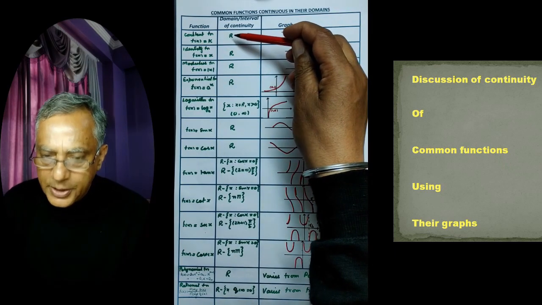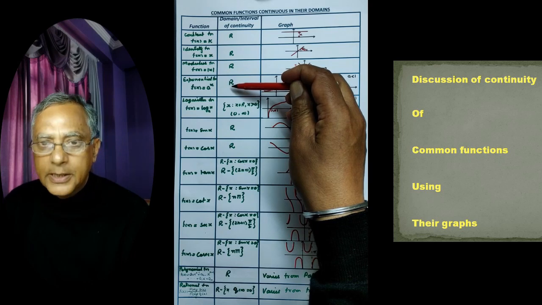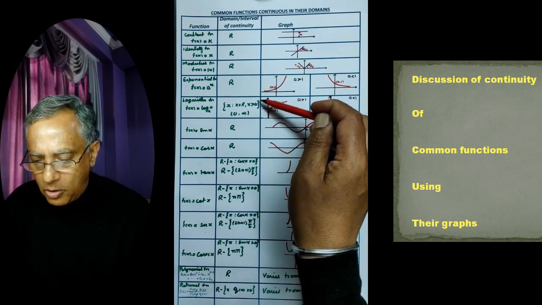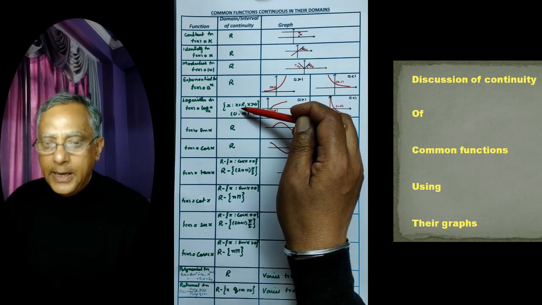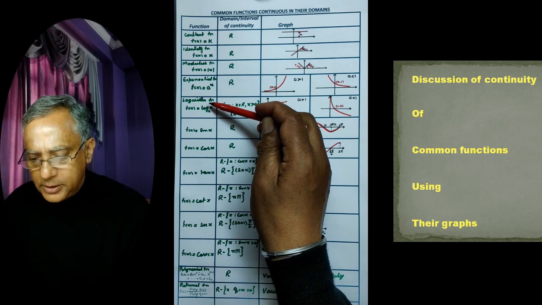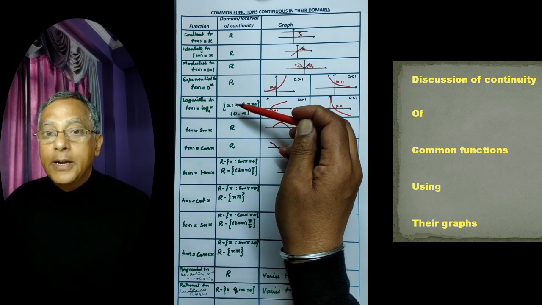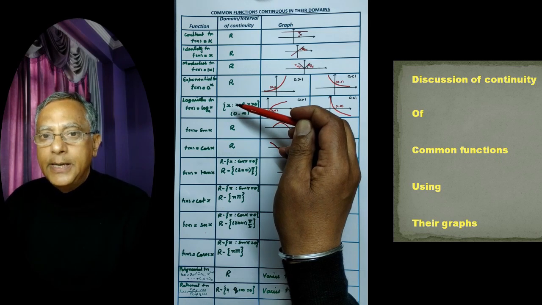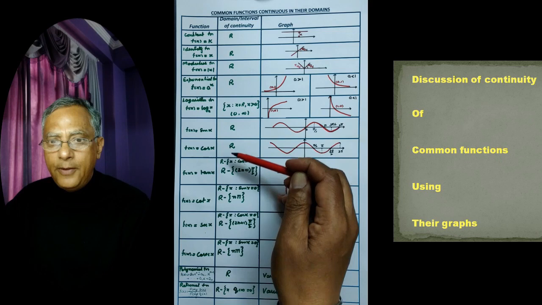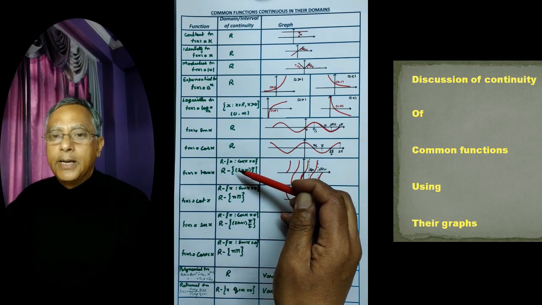So these functions are continuous everywhere. This is a continuous function. This will not be called a continuous everywhere function. It is continuous in its domain. We will say the logarithmic function is a continuous function, but it is not continuous everywhere. It is continuous in its domain only. This is continuous everywhere. This is a continuous function because it is continuous in its domain.